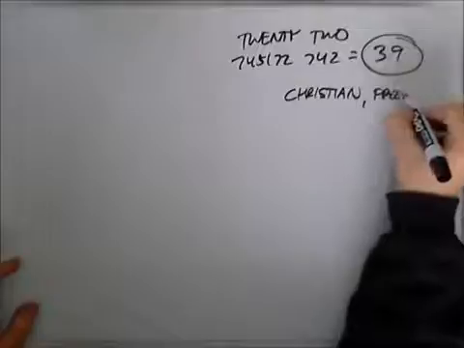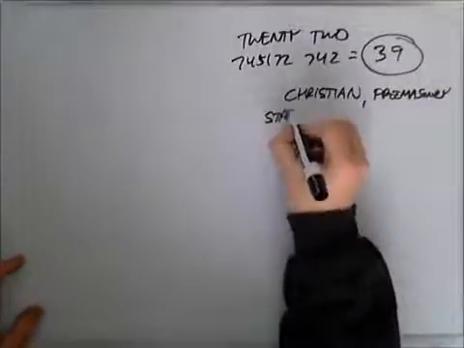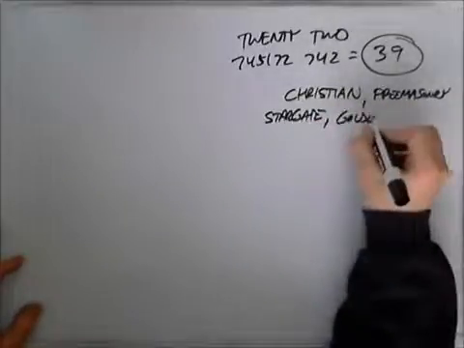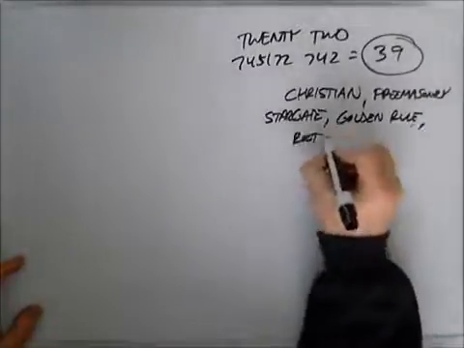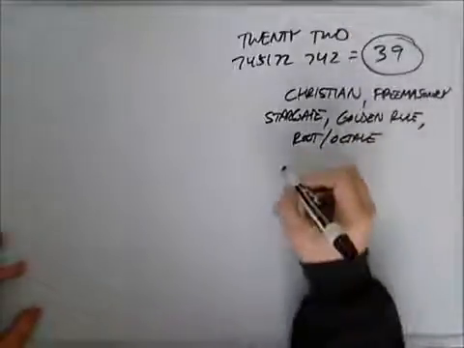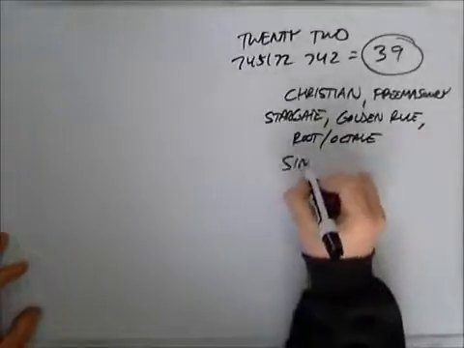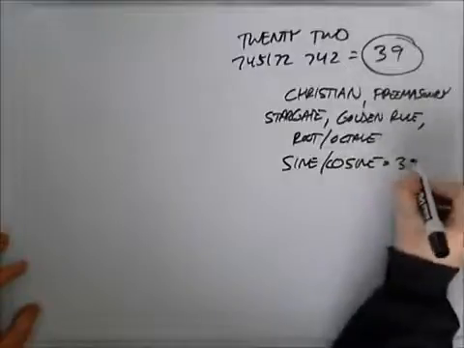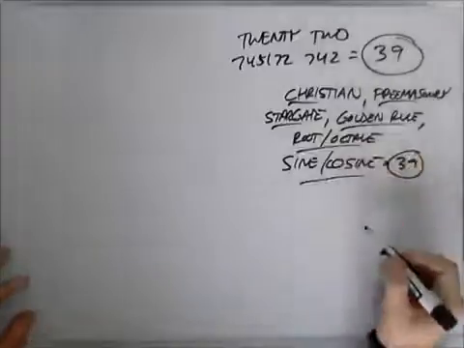Freemasonry equals 39. Stargate. That's what we're passing through, is the Stargate. Stargate equals 39. Golden Rule equals 39. Root octave equals 39. And this is the most important one. And this is the one we're going to focus on here for just a second. And this is sine cosine equals 39. Christian, Freemasonry, Stargate, Golden Rule, Root Octave, Sine Cosine equals 39.